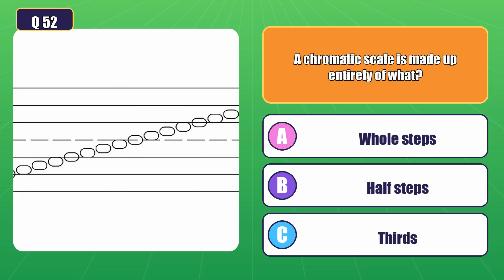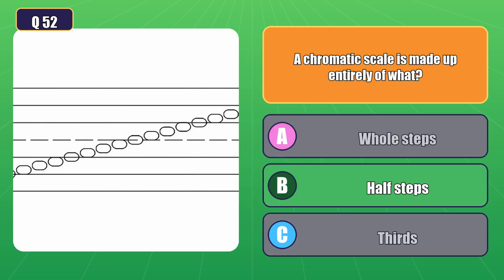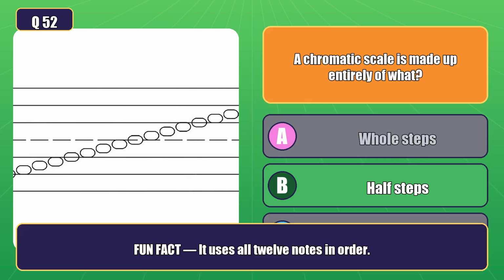Question number 52. A chromatic scale is made up entirely of what? The answer is half steps. Fun fact, it uses all 12 notes in order.